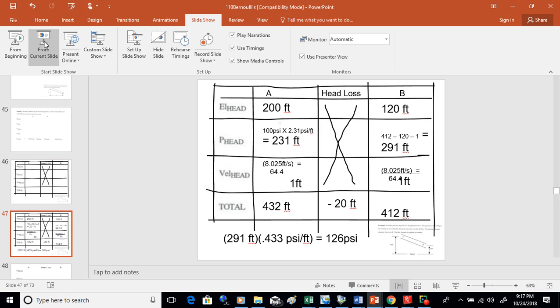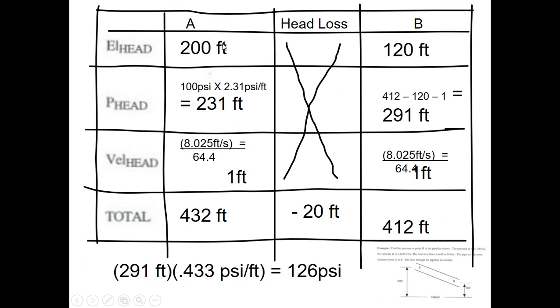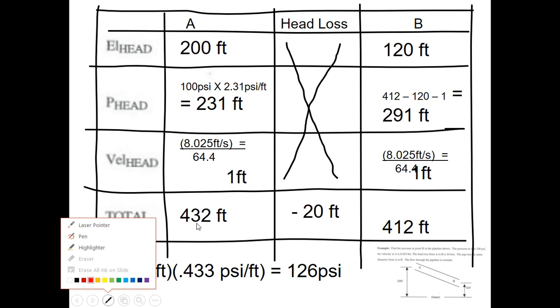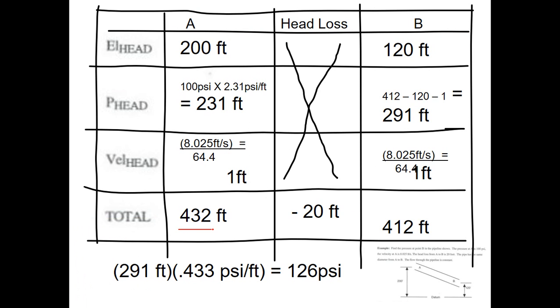So at A, as I just showed you there, we've got 200 feet for elevation, 231 for pressure, and 1 foot for velocity. Total then is 432. Now we got 20 feet of head loss from A to B. So that's going to take our available energy and bring it down to 412.